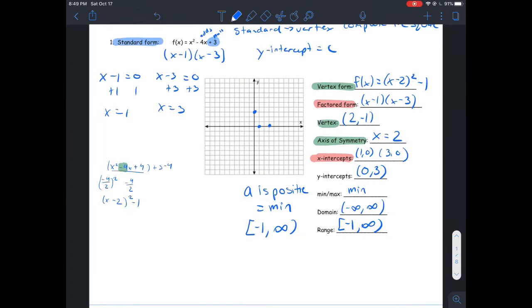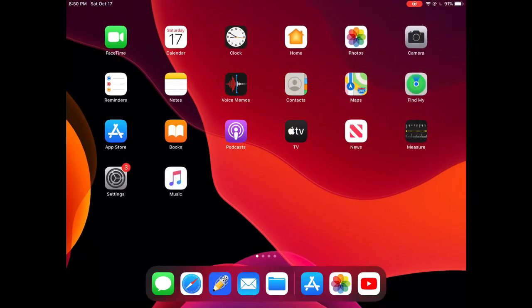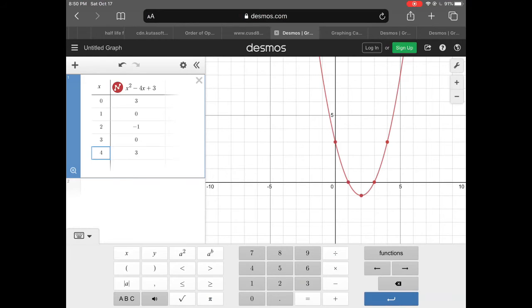All right, so now we're going to go ahead and find some points for this graph. So let's go ahead and make our XY table. We're going to put our vertex right smack dab in the middle, which is (2, -1). So we end up with 1 and 0, 3 and 4. Now we can go to Desmos and get the y values. I did already plug this into Desmos, and I got the y values here, which is 3, 0, -1, 0, and 3.